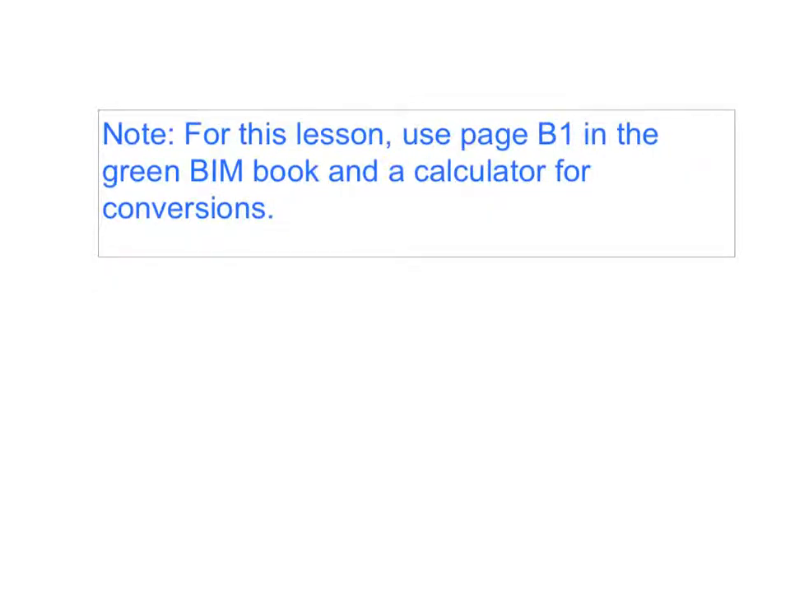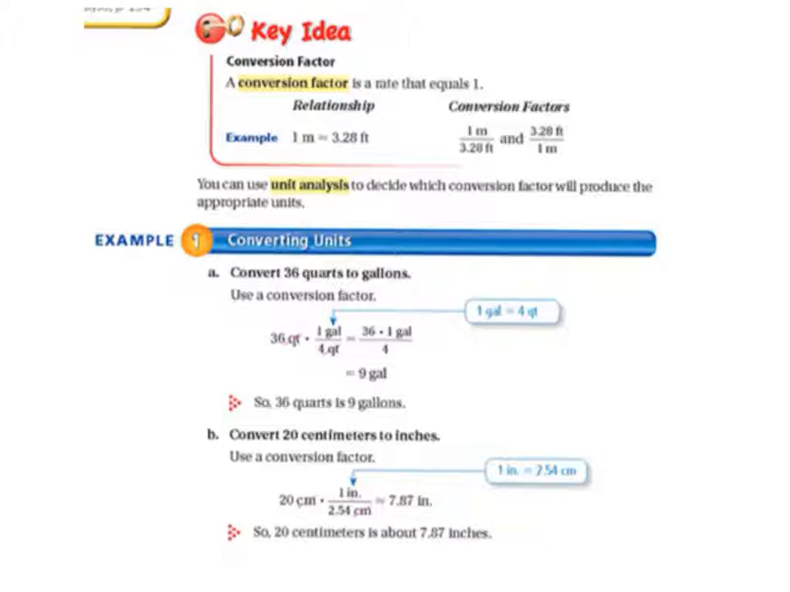For this lesson, you need to use page B1 in the green Big Ideas math book and a calculator for your conversions. The page in the book is all the way at the back of the book. Today's lesson begins on page 234.